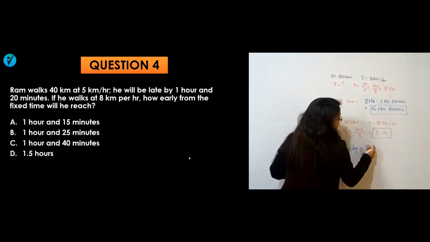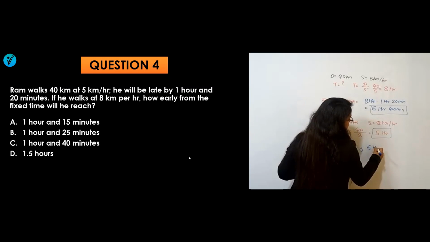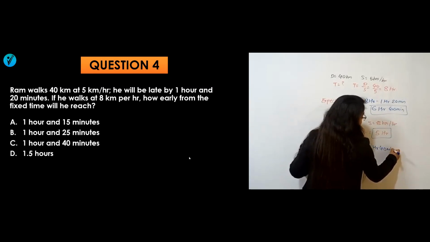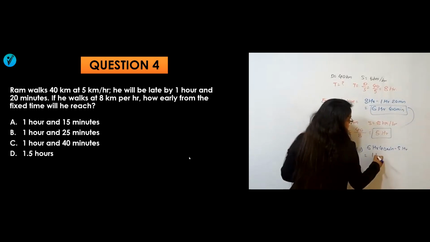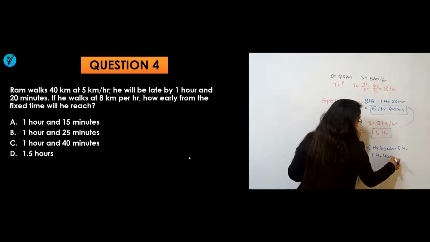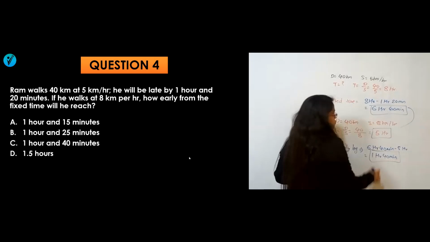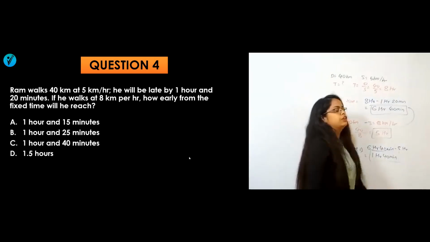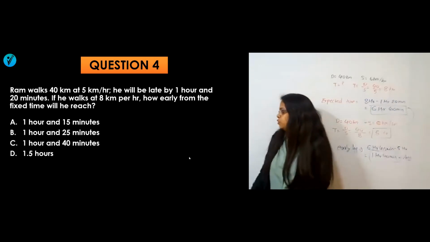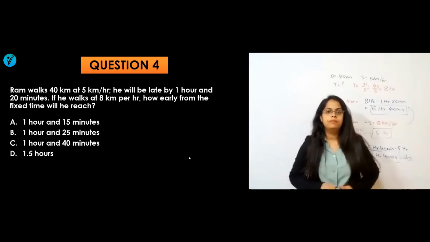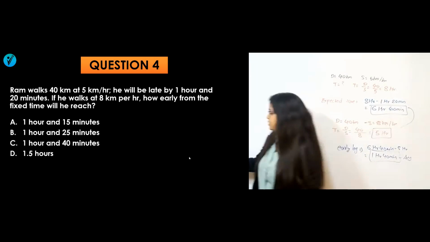by how much is it? 6 hours 40 minutes minus 5 hours. This difference, which will be equal to 1 hour 40 minutes. He is reaching early by 1 hour 40 minutes if he is going with 8 kilometer per hour. So your answer will be 1 hour 40 minutes. That is option number C is your answer. Easier. Now let's go for the next one.